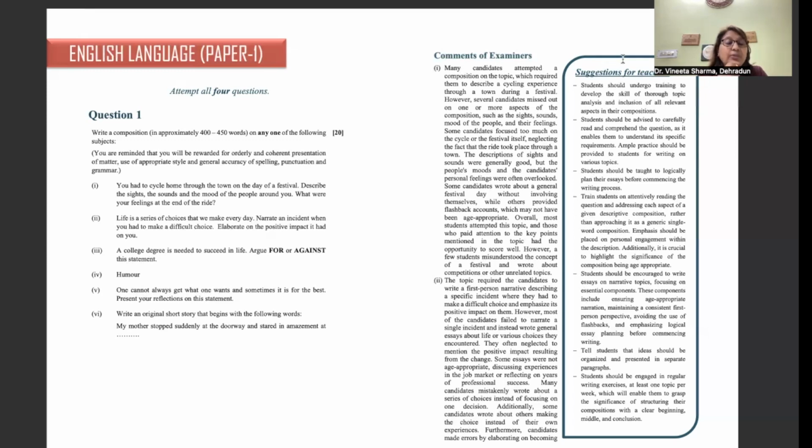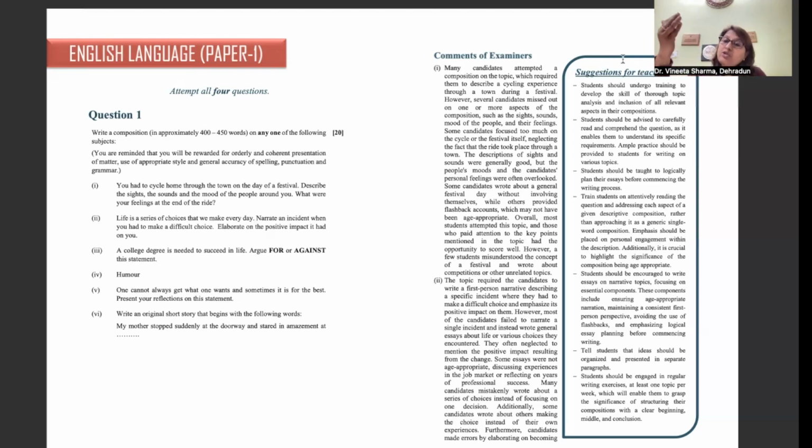Now look at the second question. The second question is always narrative. Okay, it says: life is a series of choices that we make every day. Narrate an incident when you had to make a difficult choice. Elaborate on the positive impact it had on you. Now see, this question is a little tricky one. You need to narrate an incident. First of all, it's a narration.